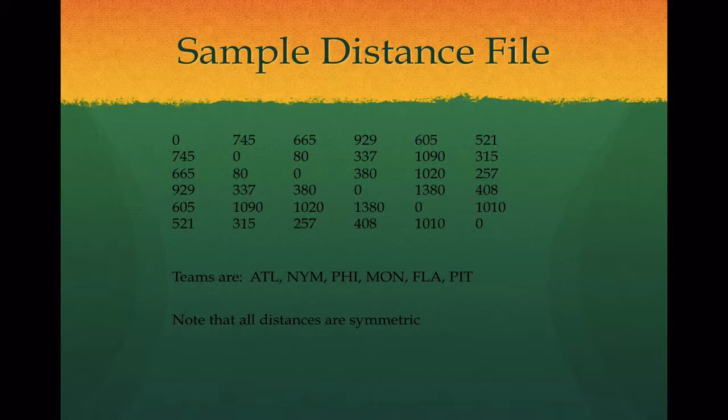Here is a sample distance file. As you can see, it is symmetric. The particular teams that are represented here are Atlanta, New York, Philadelphia, Montreal, Florida, and Pittsburgh.